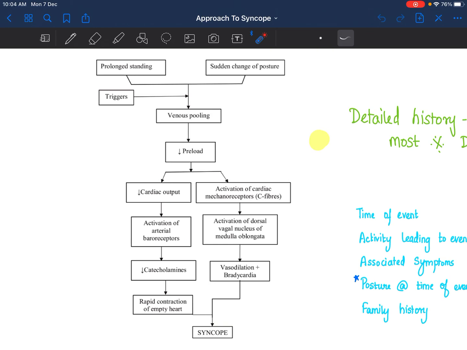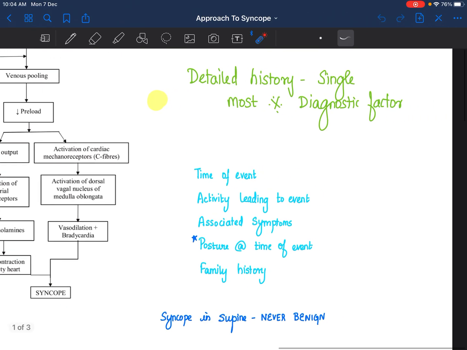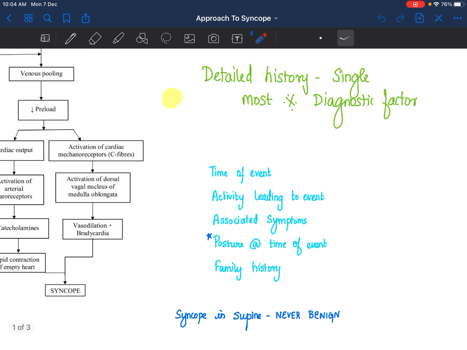So, what's the importance for us? The importance for us here is to elicit the precipitating factors, the triggering factors, what happened during the episode, previous to the episode, after the episode, so that you can clearly differentiate a neurocardiogenic syncope or a vasovagal syncope from that of a cardiogenic or a neurogenic syncope.